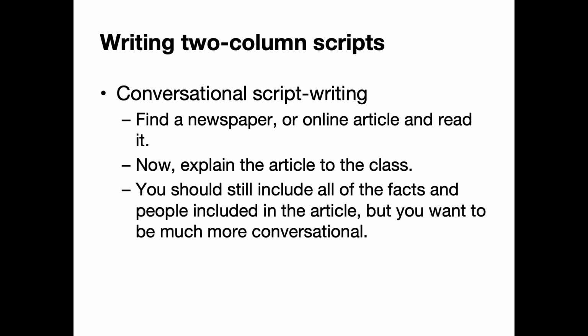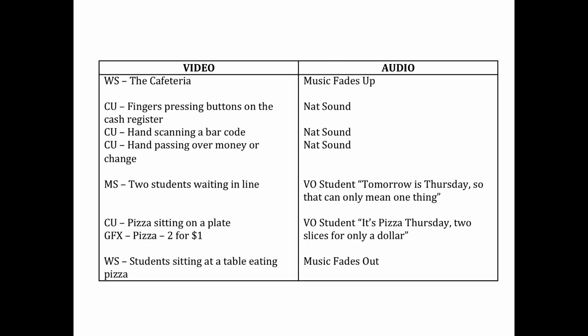Conversational script writing. This is something you can do for practice if you want to on how you would write a two-column script. Find a newspaper or online article and read it. Then after you've read it, just explain the article. It says to the class, but you don't have to do that. Again, this is just for you to practice on your own if you want to. You should still include all the facts and people included in the article, but you want it to be conversational, just your summary of what you read about.